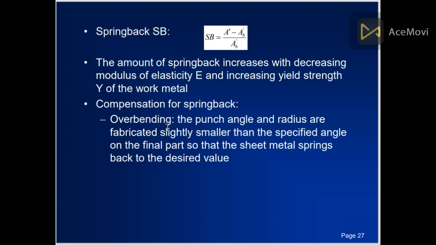Compensation for springback: overbending. The punch angle and radius are fabricated slightly smaller than the specified angle on the final part so that the sheet metal springs back to the desired value. This is just like allowances: we increase it for the desired part, just like that.